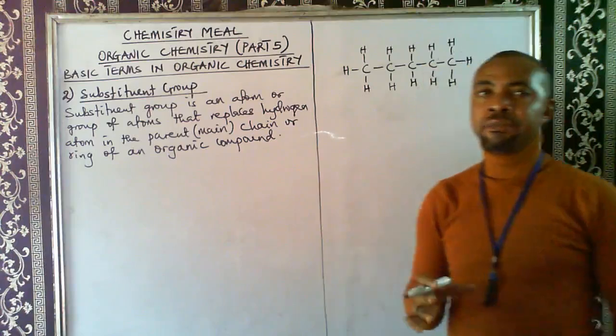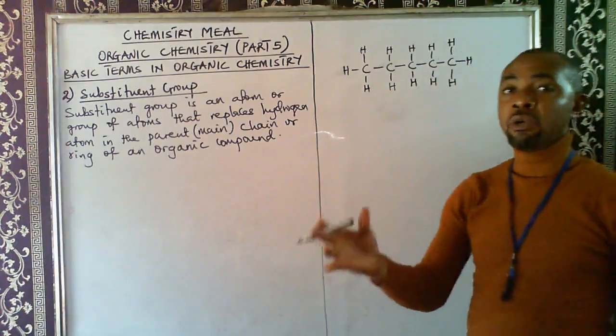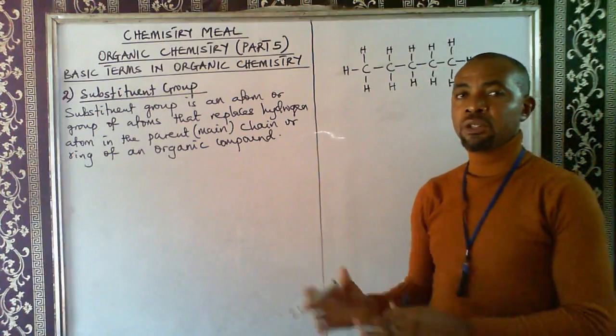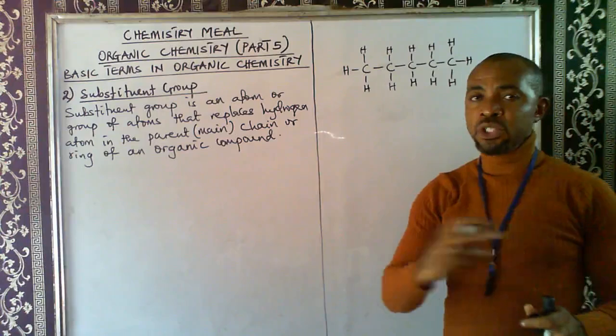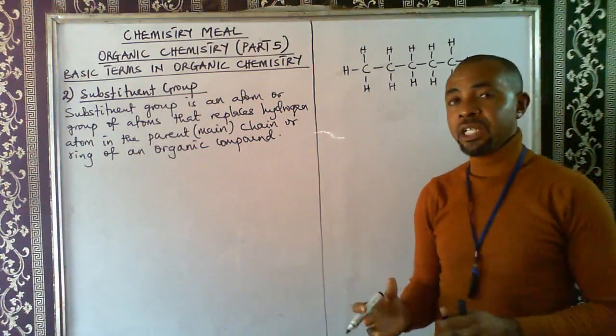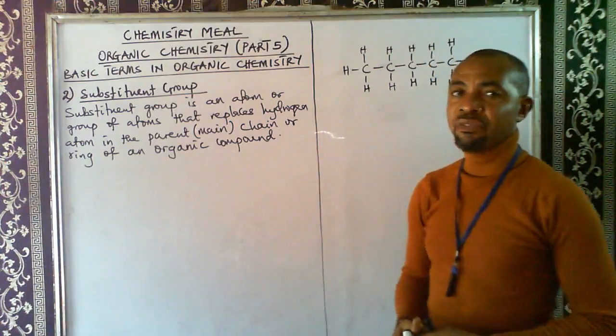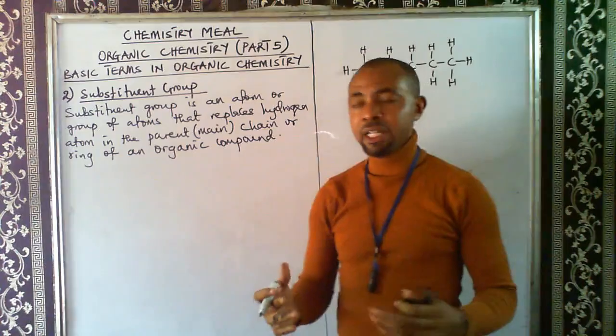The parent chain will be determined based on the homologous series. By the time we start looking at the various homologous series, look at alkane, we'll see how we identify the parent chain in alkane. Then we look at alkene, we also see how we identify the parent chain in alkene and so on.